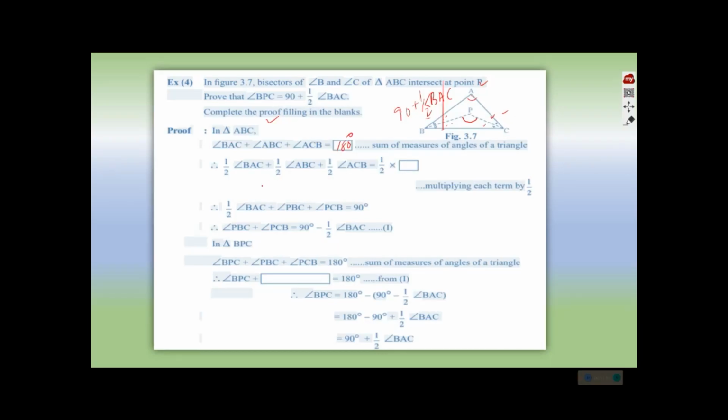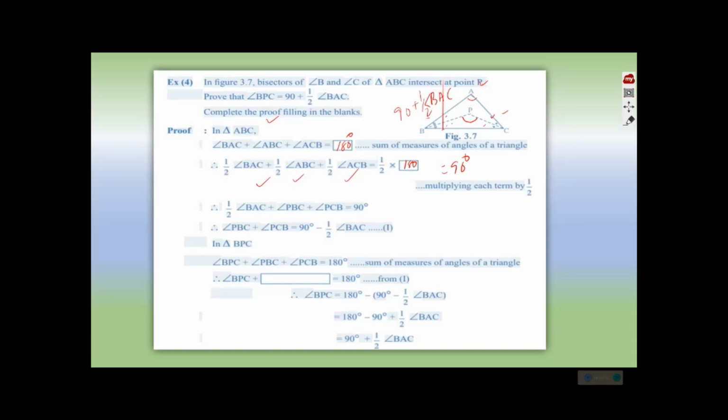And if you take the half of it, half of all the angle, half of BAC plus half of ABC plus half of ACB means half of 180. Half of 180 means naturally it will be 90 degree. Half of all these will be equal to 90 degree. Correct? BAC, ABC and ACB. This will be equal to 90 degree.